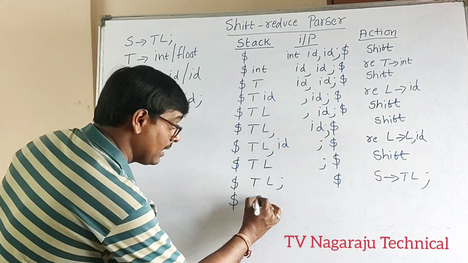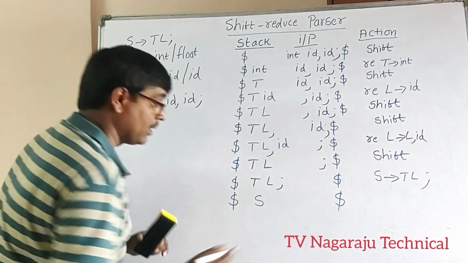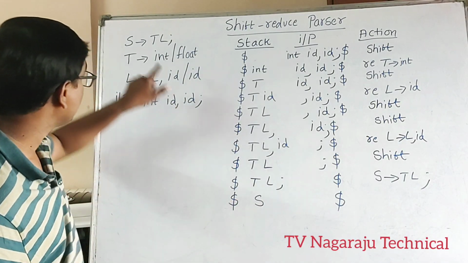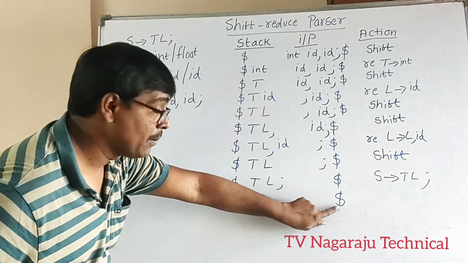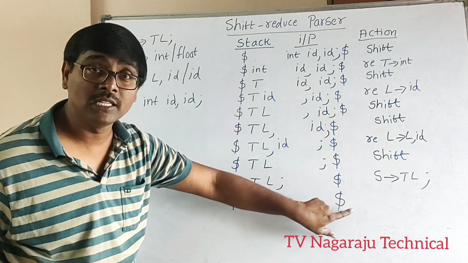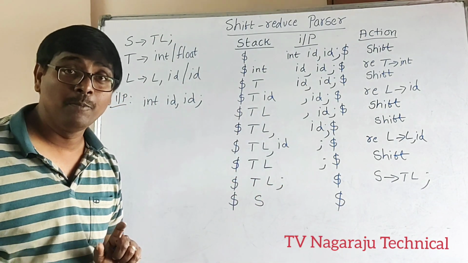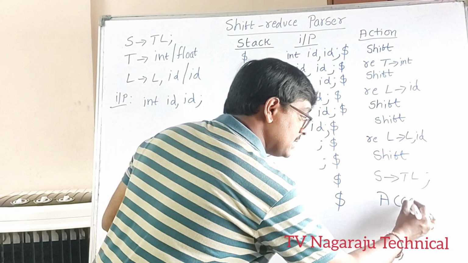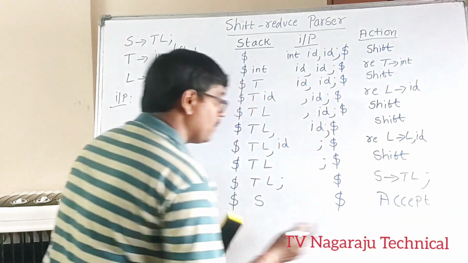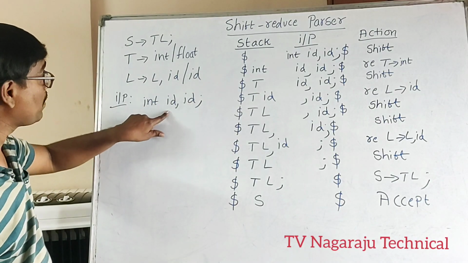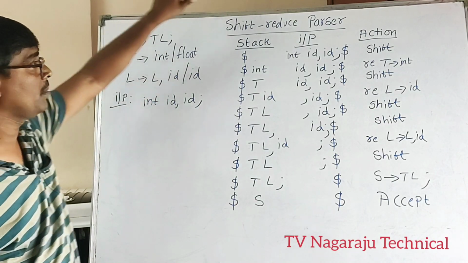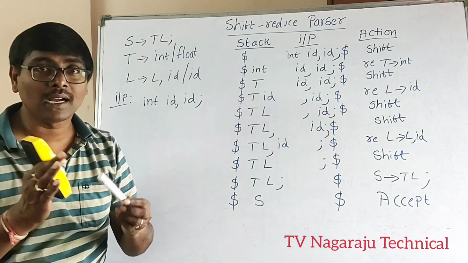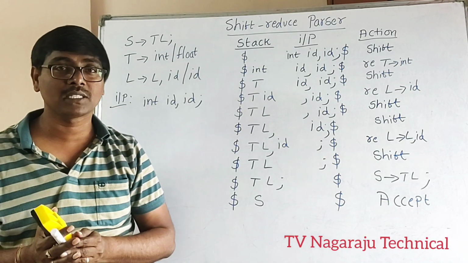Now dollar S dollar. Now observe what is the top of the stack. Yes, S is the starting symbol. My input string is empty, that is, the dollar means my input string is empty. What is the case? The case is accept. That means this string is parsed by using this grammar with the help of shift reduce parser. This is the concept of shift reduce parser. Thank you.